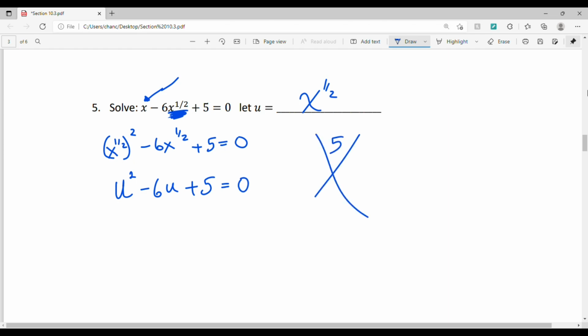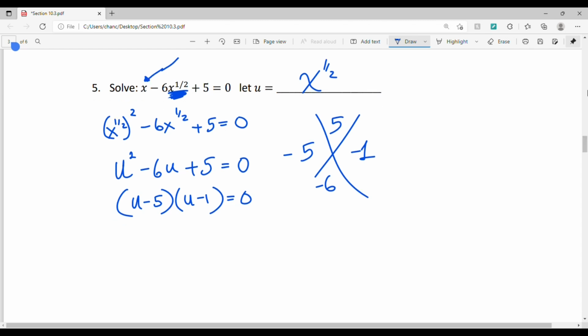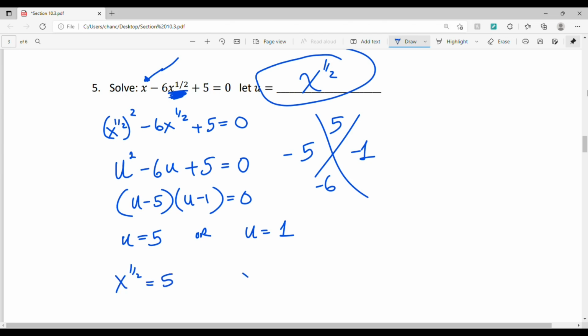And again, we'll use the diamond method to factor this. I got the two numbers are -5 and -1. So it factors as u minus 5 times u minus 1 equals 0. And so if you solve each of these factors, set them equal to 0, you would get u equals 5 or u equals a positive 1. Now, what was u originally? Well, it was originally x to the 1/2, so let's convert that back to x to the 1/2.